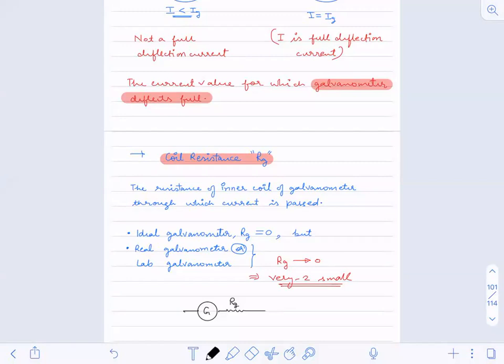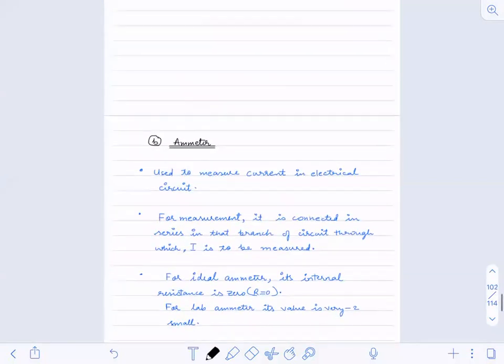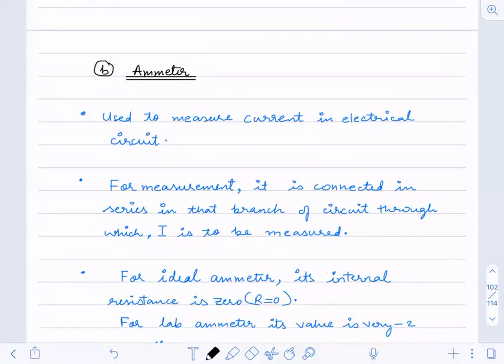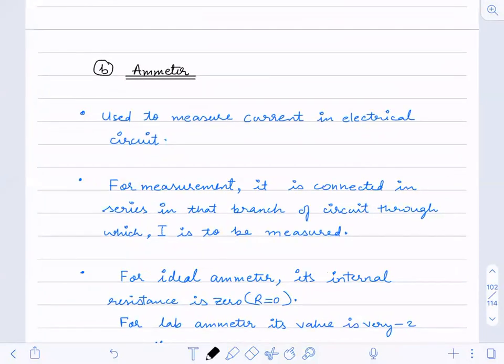Now the next is ammeter. I have already told you that ammeter is used to measure the large value of current and galvanometer for a small value of current. Galvanometer is used to measure the small value of current, while ammeter is used to measure the large value of current.